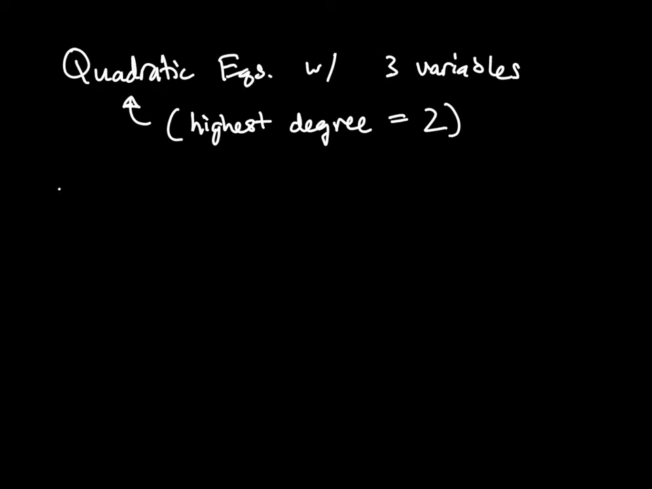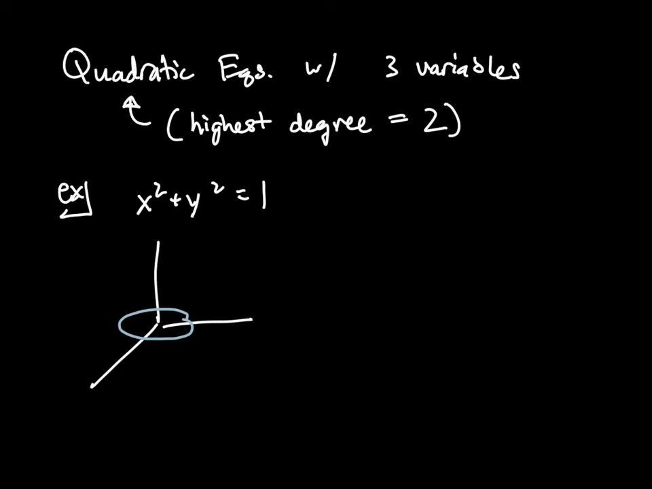Let's begin with an example which should be familiar. Let's look at x squared plus y squared is equal to 1. We should definitely know what this looks like in R2. This is just the unit circle. But there is no dependence on z. Z can be whatever it wants, which means that this circle can be extended infinitely upwards and downwards.